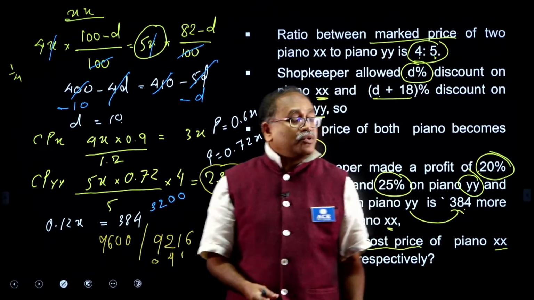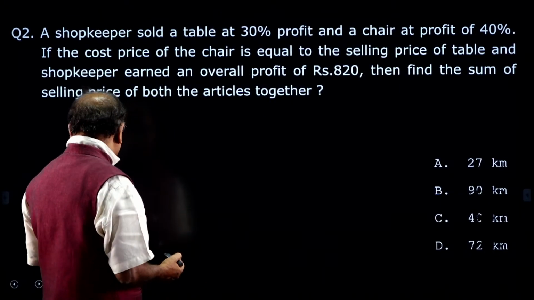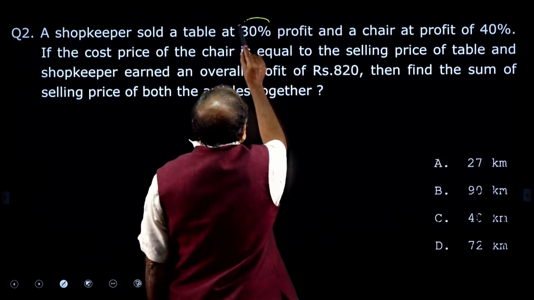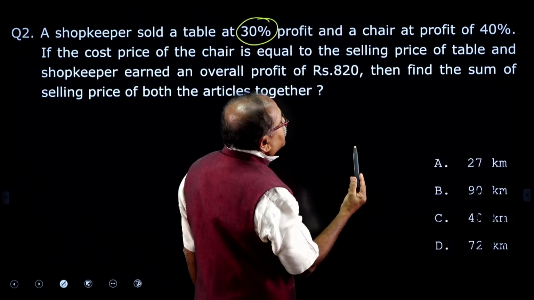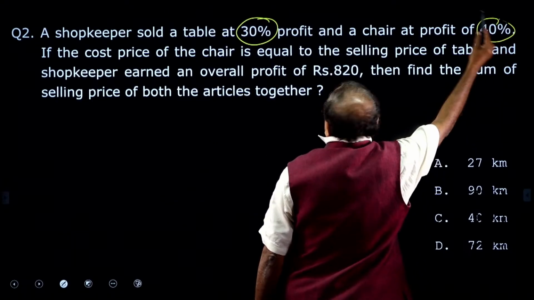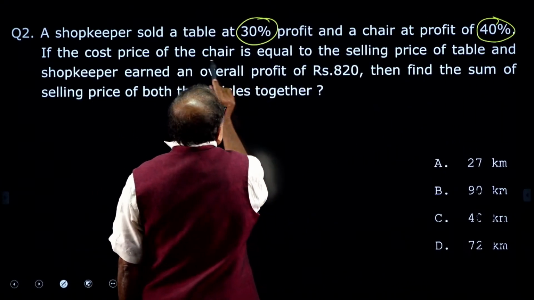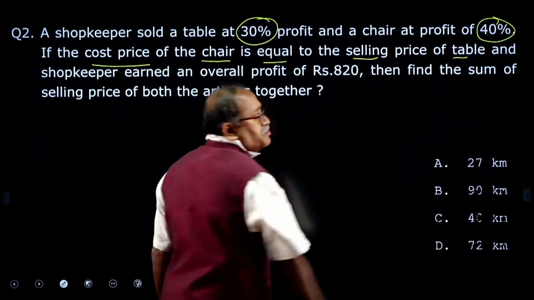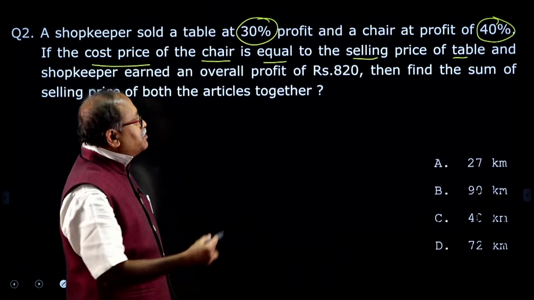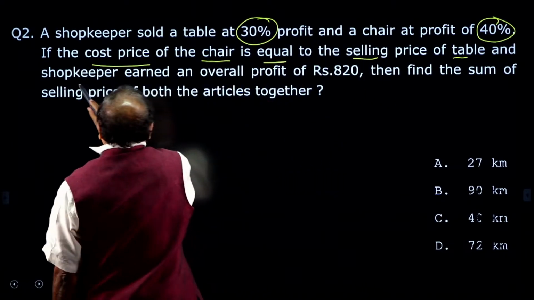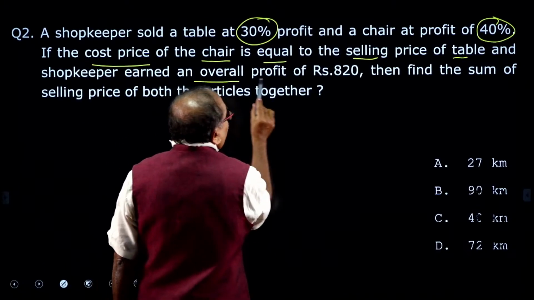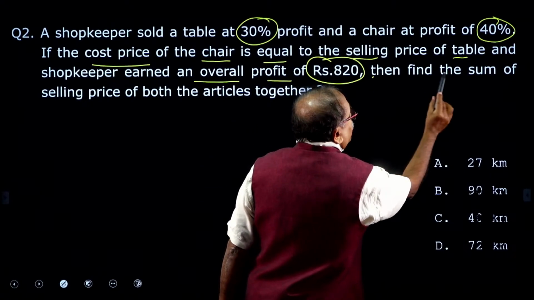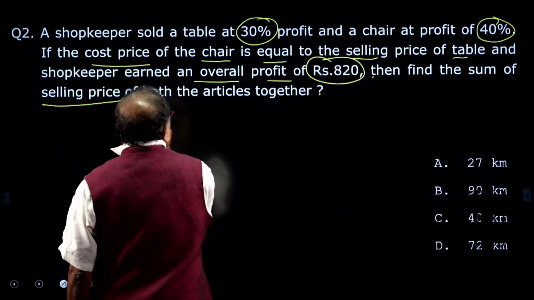The next question on your board is this here. What is the question? A shopkeeper sold a table at 30% profit and the chair at 40% profit. Fine. So, if the cost price of the chair is equal to the selling price of the table, I was expecting it to be the cost price of the table. Now, it says selling price of the table, and the shopkeeper earns an overall profit of rupees 820. Now, the question is, find the sum of the selling price of both the articles.